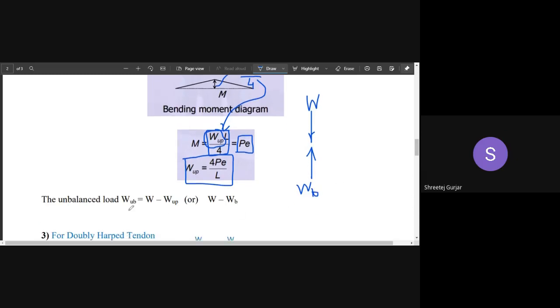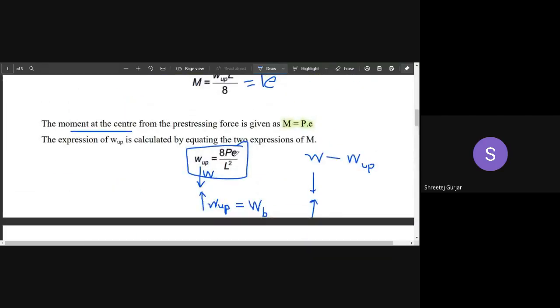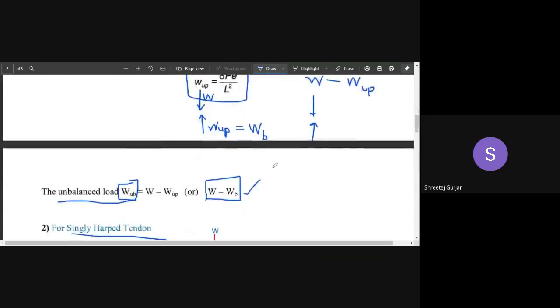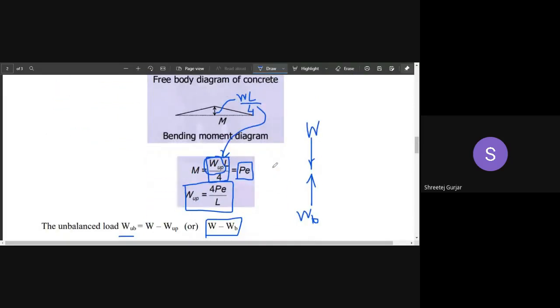So what is the unbalanced load? Again, unbalanced load is W minus WB. Same thing, no change in this. So for parabolic tendon, it was 8PE by L squared, and now for your concentrated load, it is 4PE by L.